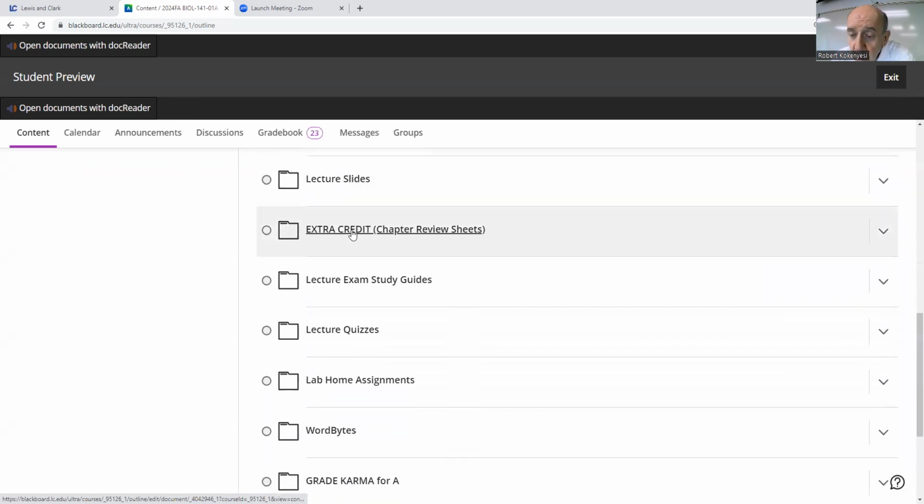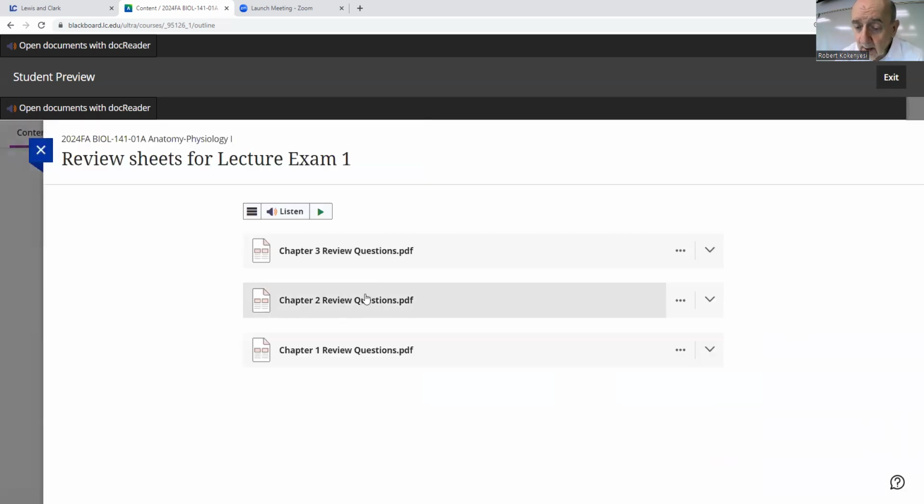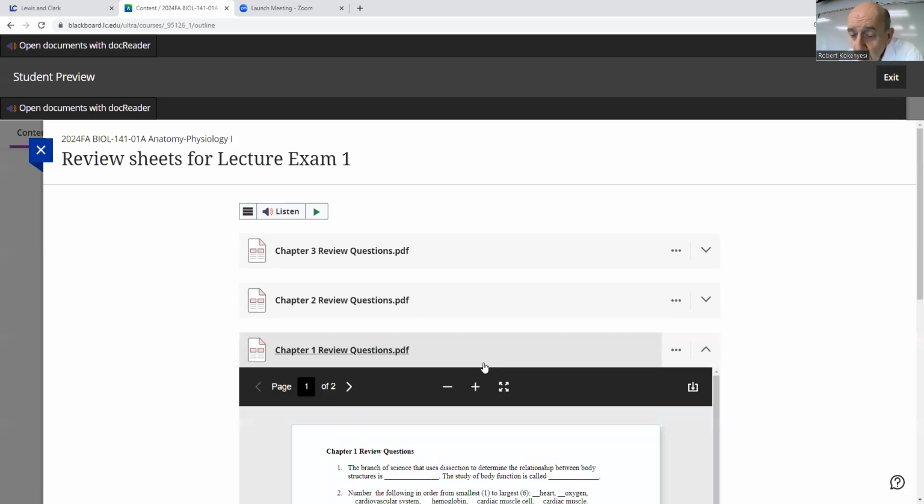And we're going to scroll down here. In all your shells, you should see this. So here's extra credit material for lecture exam. So here's review sheets for lecture exam 1. At the time of the first lecture exam, if you bring in completed chapter 3, 2, and 1 review sheets, you will earn 6 extra credit points. If you bring only chapter 2 sheets completed, you will earn 2 extra credit points. So it's proportional.